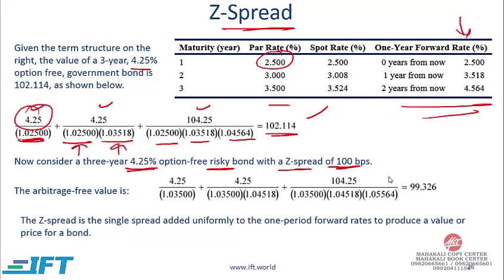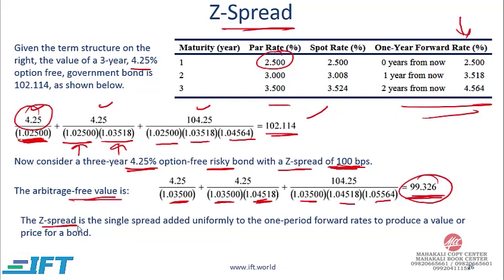Here we need to add the z-spread to each of these numbers. So when we add 100 basis points here, we will get 3.5%. So wherever we had 2.5%, we now use 3.5%. Here we used 3.5%, this would become 4.5%. So notice across the board we are adding 100 basis points, and by adding 100 basis points, the price that we get is equal to the market price, and that's what we mean when we say arbitrage free value.